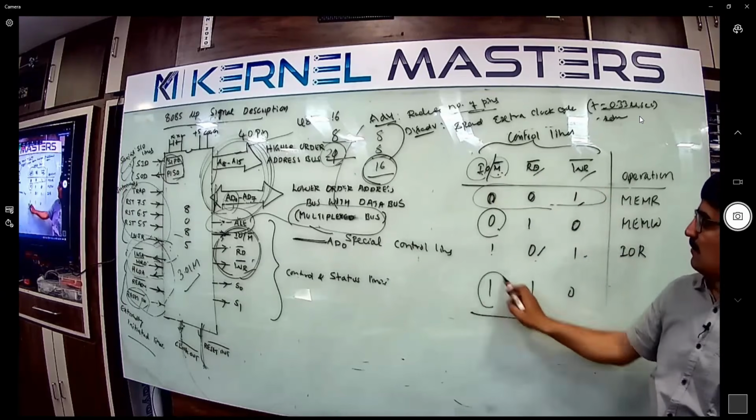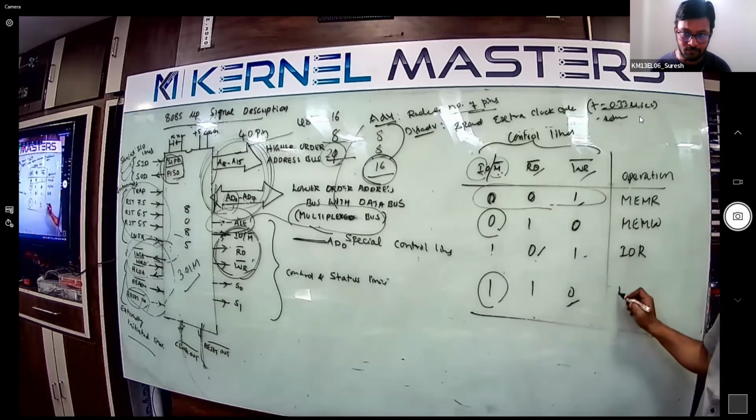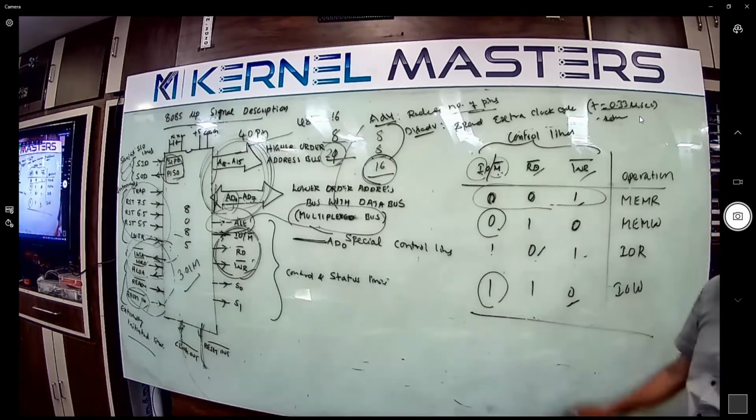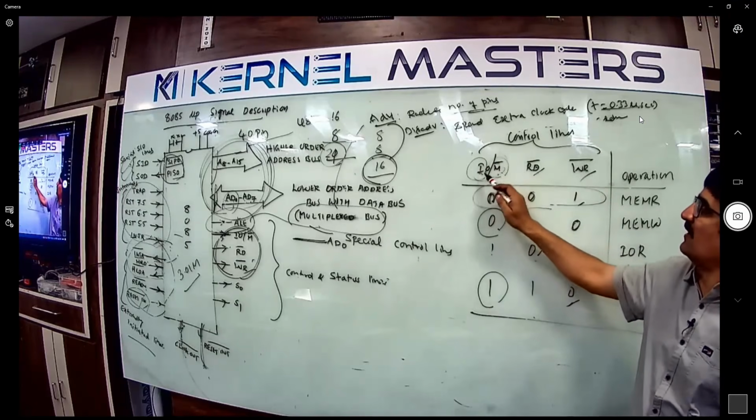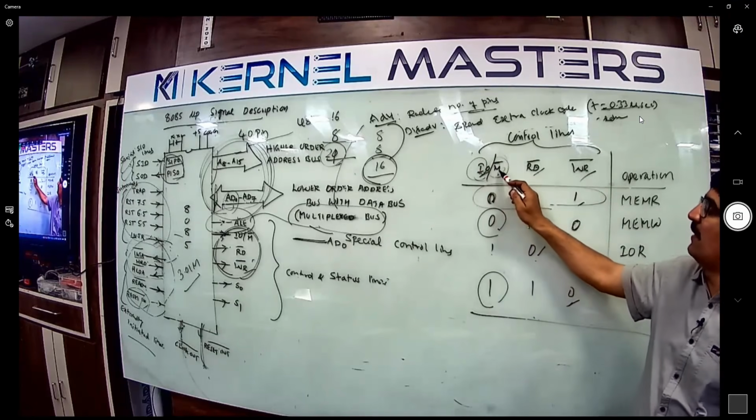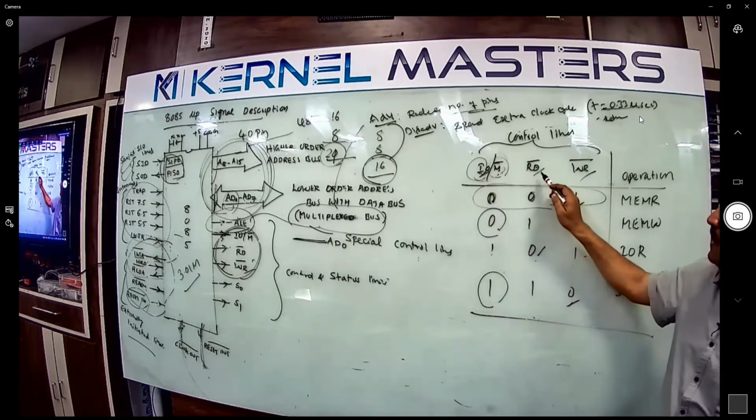This one, tell me: IO. So this pin, no confusion. When this pin is high, it is nothing but IO. When this pin is low, it is nothing but memory. When it is low, it is nothing but read. High is what? Read disable.